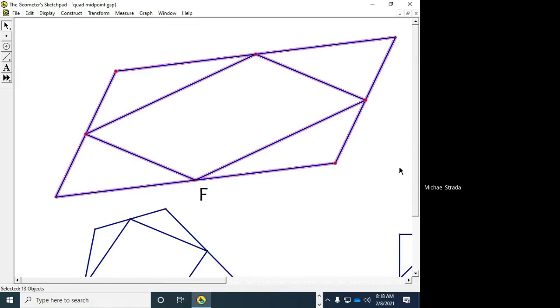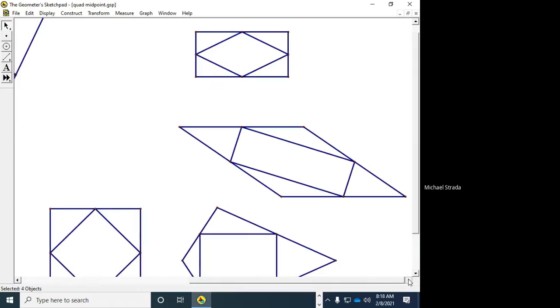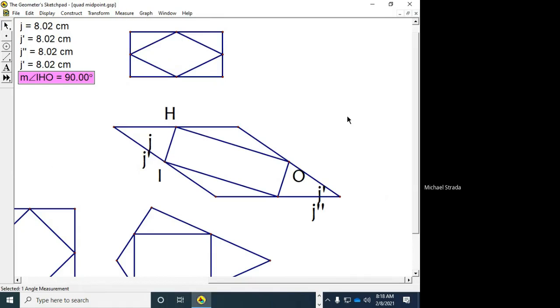Everybody good with that? Okay. So now I'm going to come over here, down here, this one. I'm going to measure these lengths. Now they're all the same. So that's the rhombus. You with me? Now, if I measure that angle, I know it's a parallelogram, but that angle is a right angle. A parallelogram with right angles is, of course, what? A rectangle. So if we connect the midpoints of a rhombus, we have a rectangle.